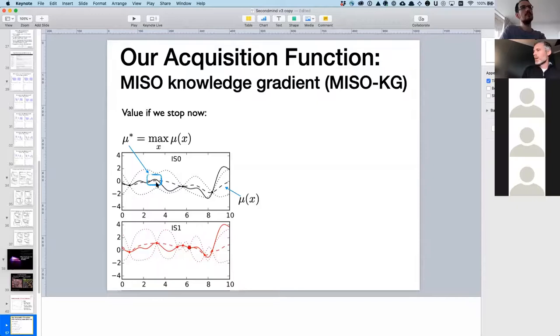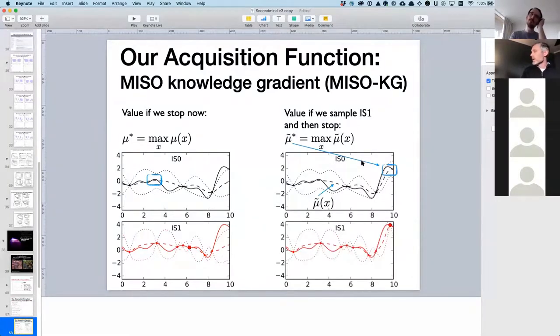But I think it's here, okay? And then the conditional expected value of that solution is mu star, okay? And then what would happen if I did an additional evaluation of this information source at, you know, this point? Well, that would change the posterior, okay? You see that the dashed black line here is different than the dashed black line here. And that's even though I didn't evaluate this information source, that's because of this evaluation.